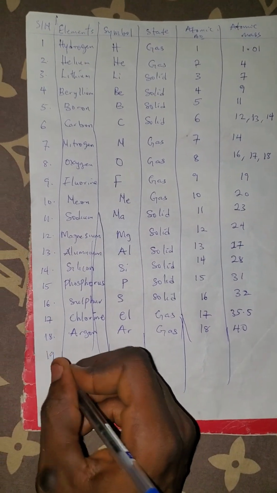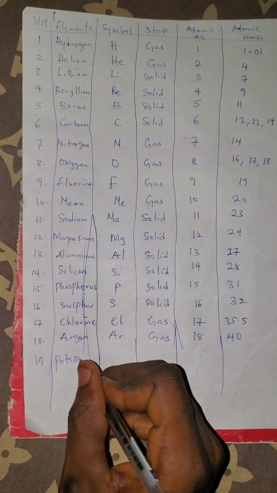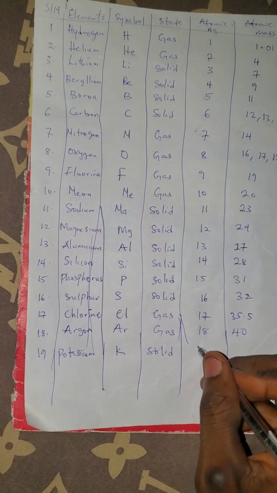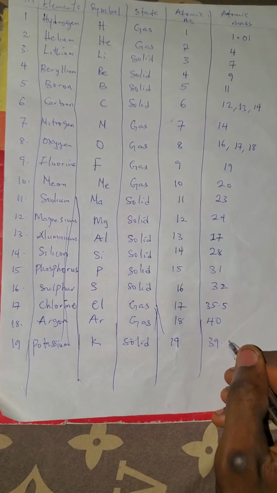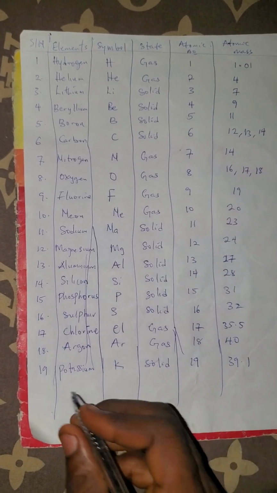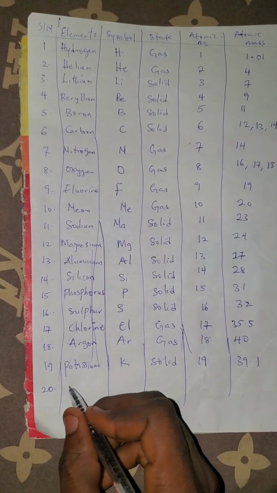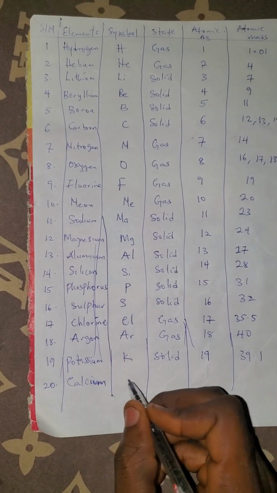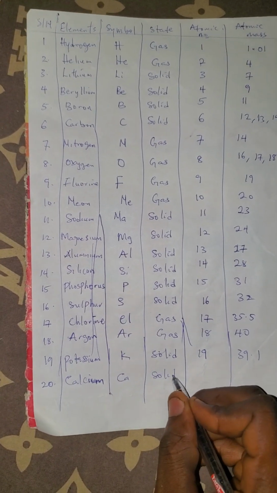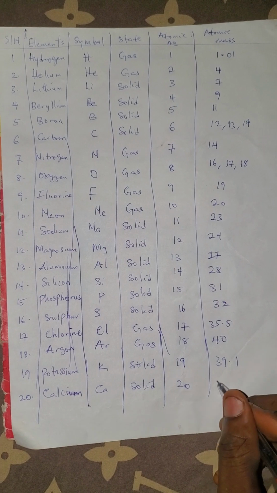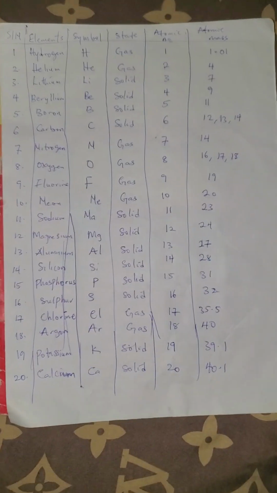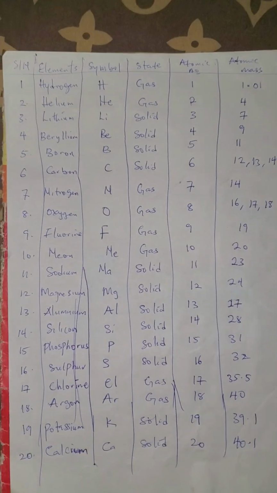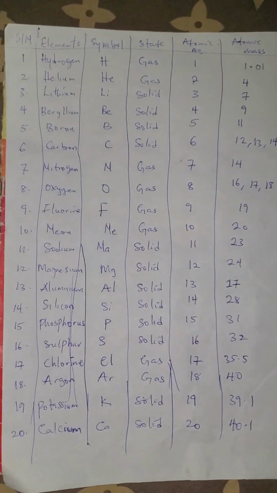And at the same time, we have 19. 19 is potassium. Potassium is K. It is solid in state. 19. So we have the atomic mass of potassium to be 39.1. And the last one, number 20. We have to be calcium. And the calcium is Ca. We have to be solid. And at the same time, calcium, which is 20. And the atomic mass of calcium is 40.1. So this is the first 20 elements with the symbol, the state, atomic number, and the what?